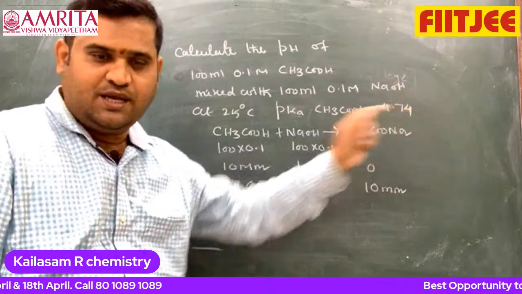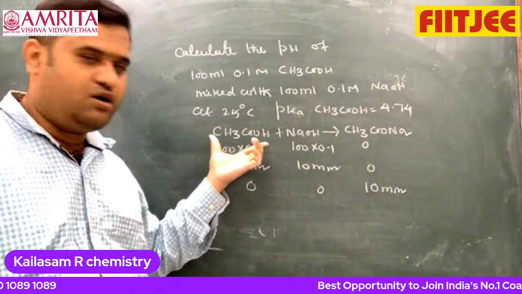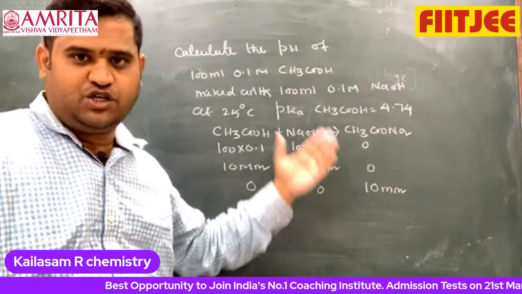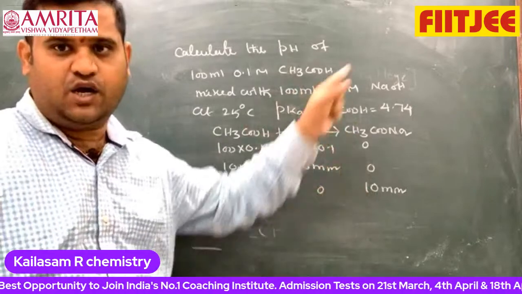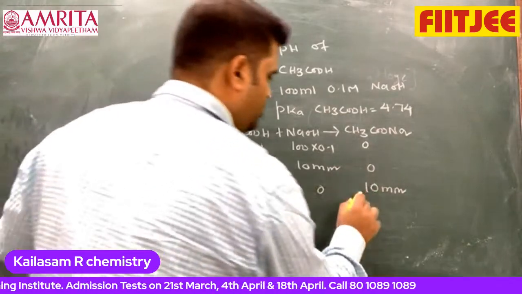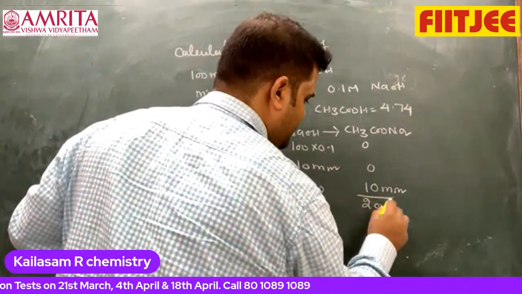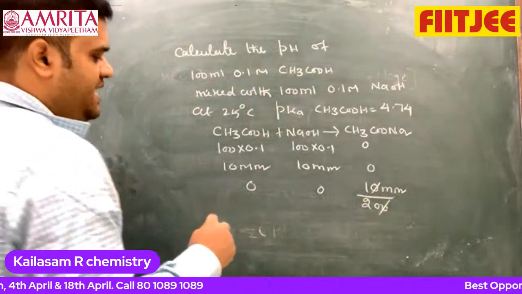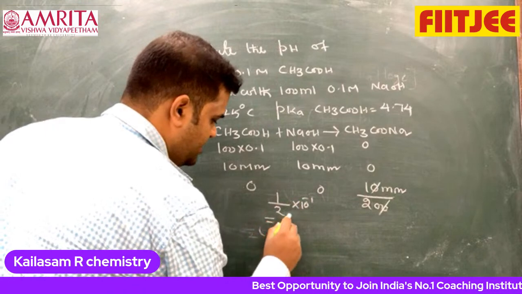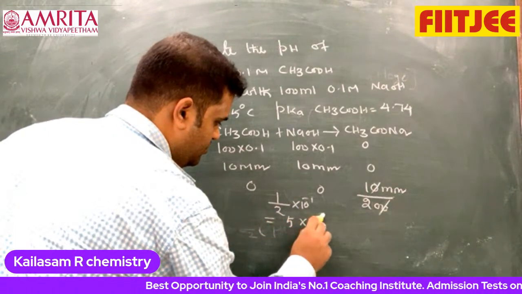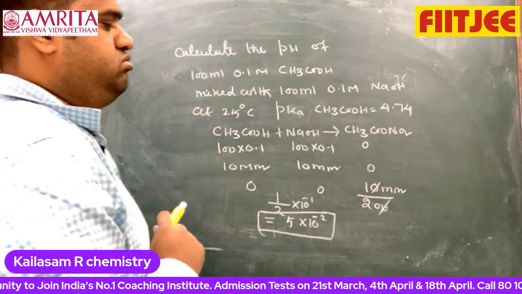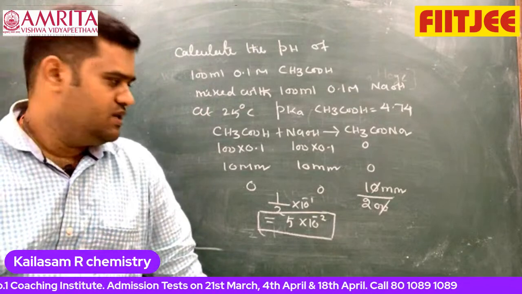The salt undergoes hydrolysis, but this cannot act as a buffer. Why? The acid does not exist in solution. Therefore, this is a combination of weak acid and strong base, so the salt undergoes hydrolysis. I want to find the concentration of salt. Therefore, 10 by 200, we cancel off, 1 by 20. I can write 1 by 2 into 10 power minus 1, therefore 5 into 10 power minus 2 is the concentration of salt.